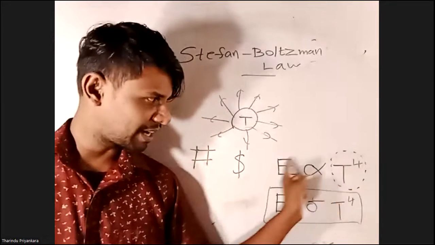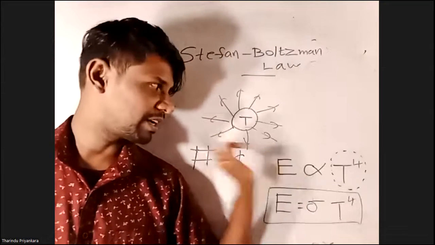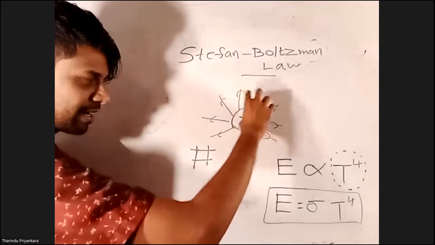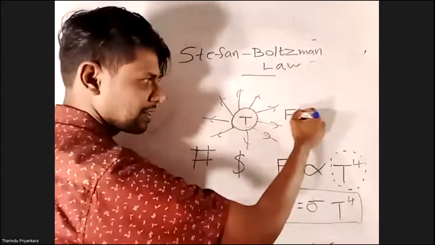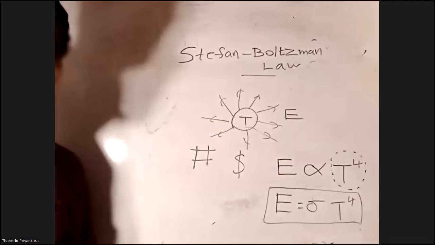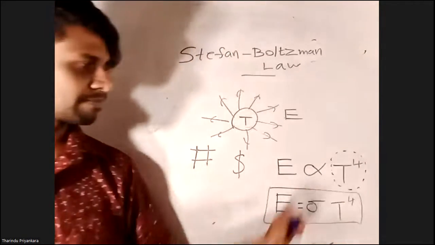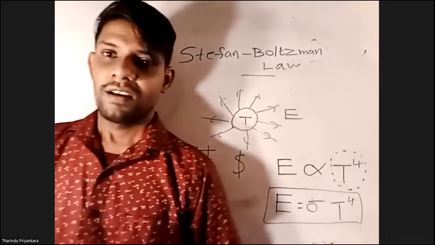Write this down quickly. Then put this equation. I will tell you the reasons, and draw this diagram first. An object which is heated up, and E, emission of energy per unit area per unit time. It may look like this. Okay, note it down.